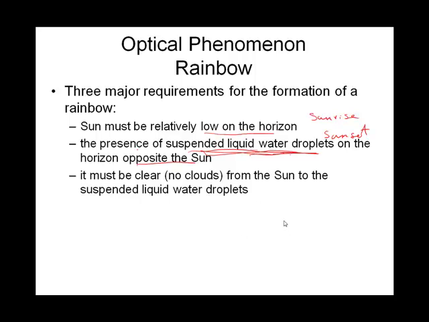So, for instance, if this is the sun low on the horizon, then we need to have maybe even some lingering last-minute precipitation over here. You could have your dark clouds over here. And actually, this would be another requirement: you need to be facing this direction. So your back needs to be to the sun, and you need to be facing there, and that is where you're going to see your rainbow in the suspended liquid water droplets.